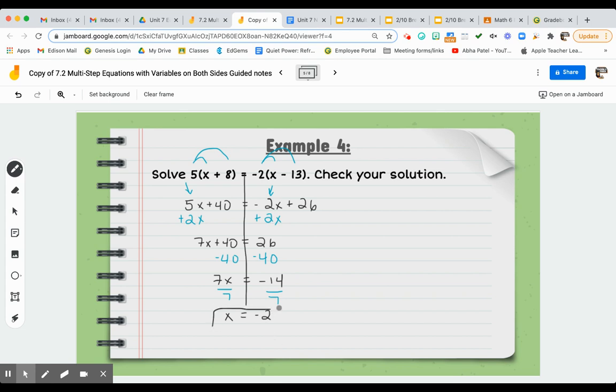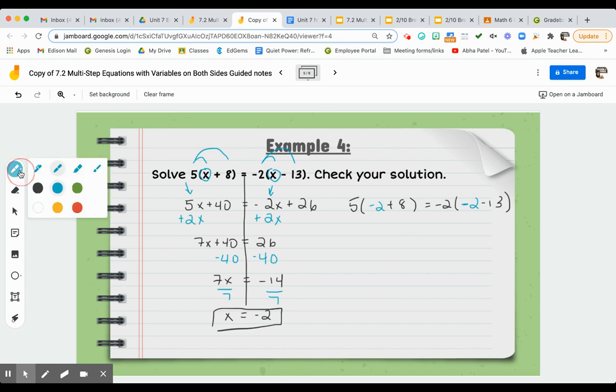All right, yes. In this problem, I want to make sure that I go over how to check your solutions when there are different types of problems. So let's go over that first. So you have 5 times negative 2 plus 8 is equal to negative 2 times negative 2 minus 13. You guys know I love my colors. So I'm just putting the negative 2 here and the negative 2 here. Everywhere there's an x here and there's an x here. That's why I'm substituting that negative 2 in for both places.